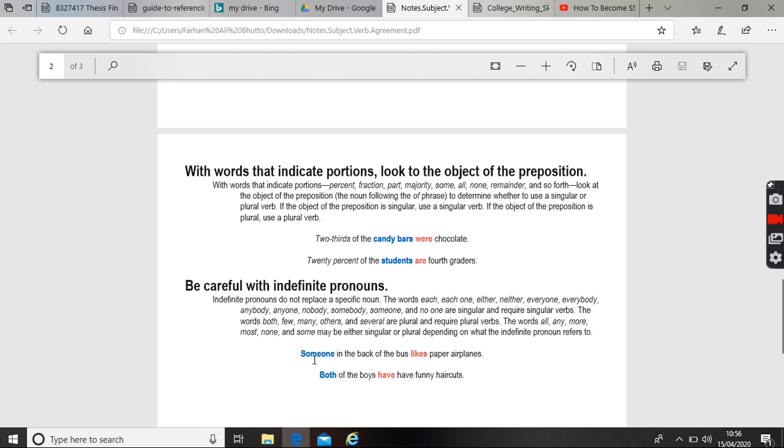The examples given here: someone in the back of the bus likes paper airplanes, and both of the boys have funny haircuts. So these were some of the rules that we have discussed today. I hope you have understood.